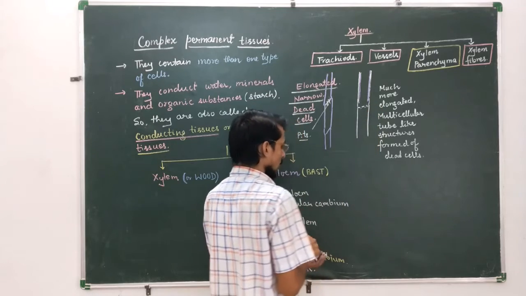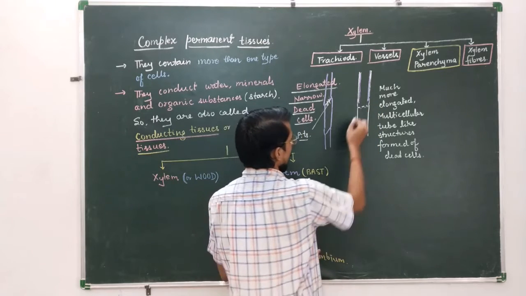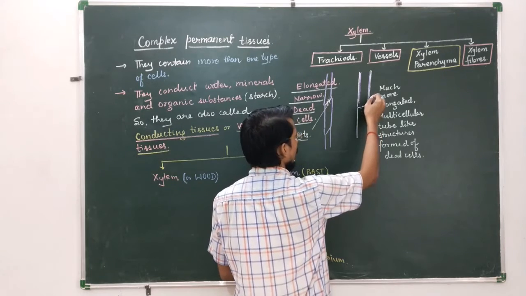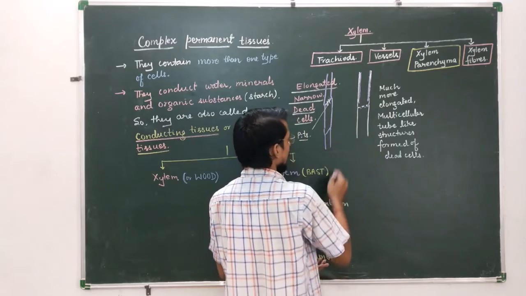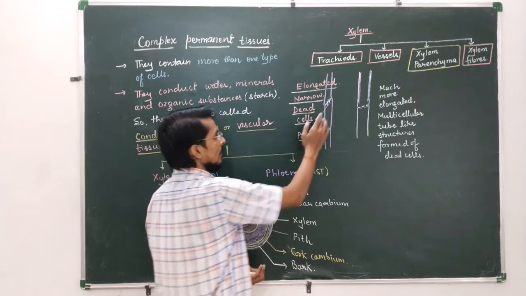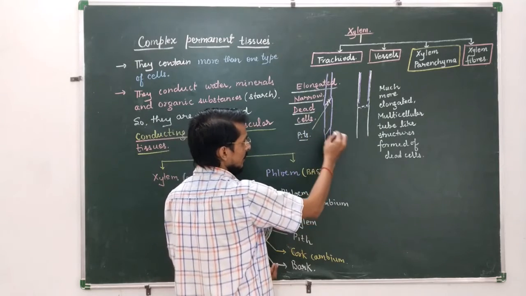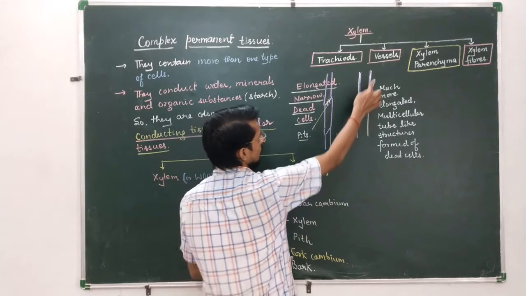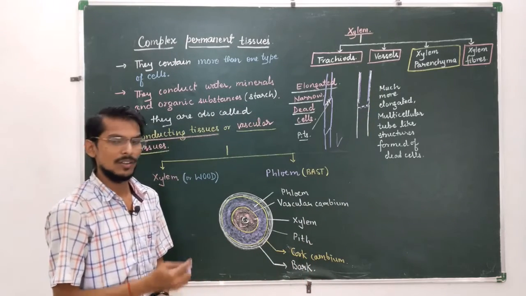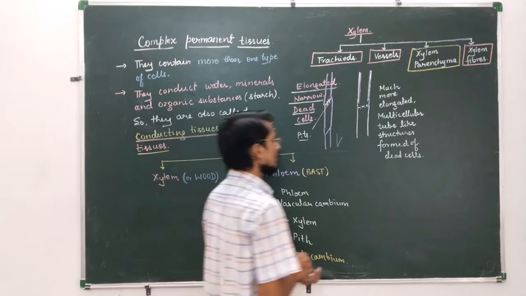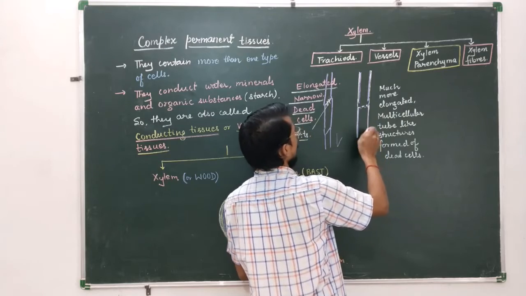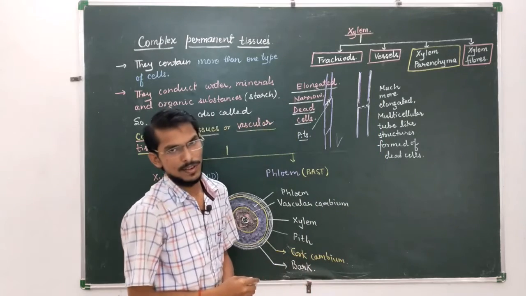So the structure is almost similar, but they are much more elongated and somewhat more wider as compared to tracheids. One more difference is that tracheids have angular endings, but in case of vessels you will not find that they are angular. It means they are almost straight. Okay. So this is the structure of vessel. Okay.